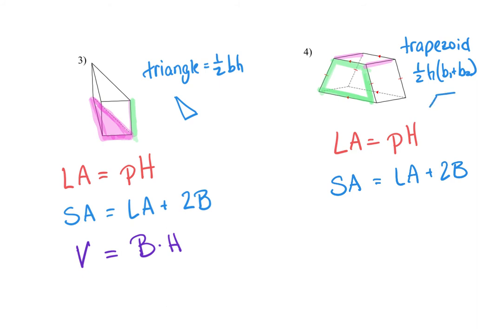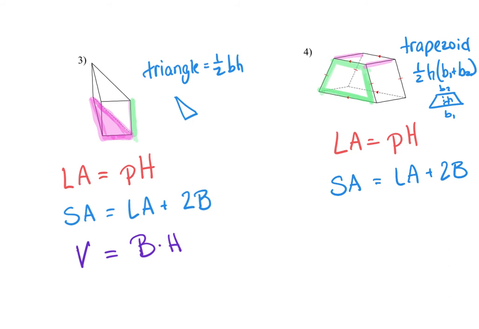What happens when I take this trapezoid out? So base 1, base 2 of the trapezoid, height of the trapezoid. That's what I'm calculating when I'm calculating the area of that. And then I have to double it because I have 2 of them. I've already found my lateral area, perimeter times height, and then I'm just adding 2 trapezoids because those are my bases.